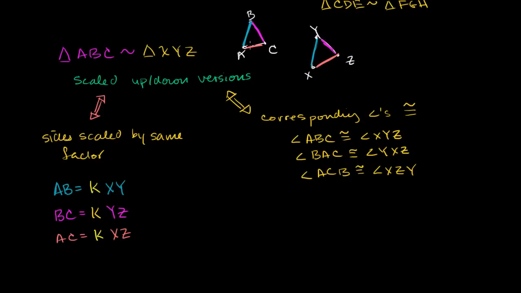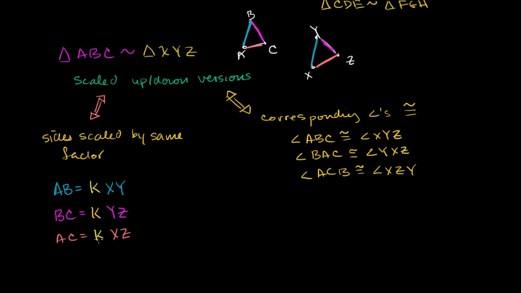So if ABC is larger than XYZ, then these K's will be larger than 1. If they're the exact same size, if they're essentially congruent triangles, then these K's will be 1. And if XYZ is bigger than ABC, then these scaling factors will be less than 1.